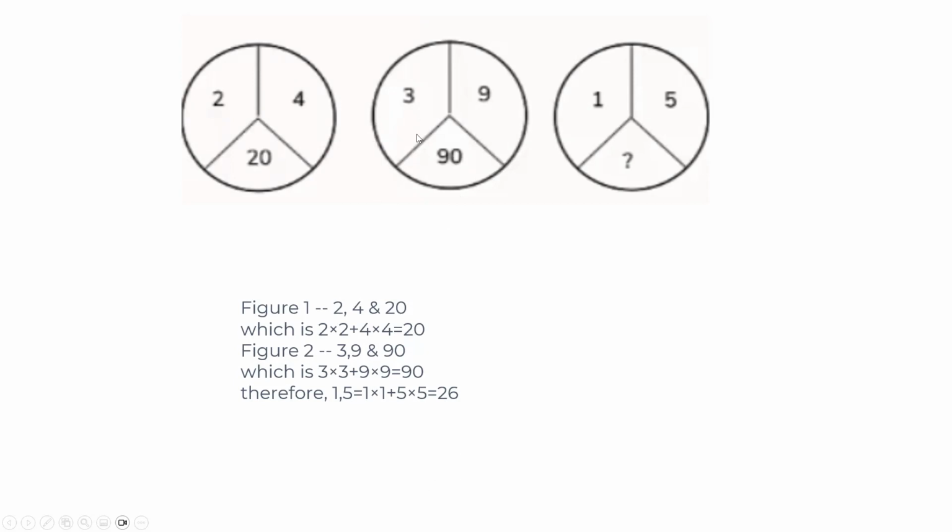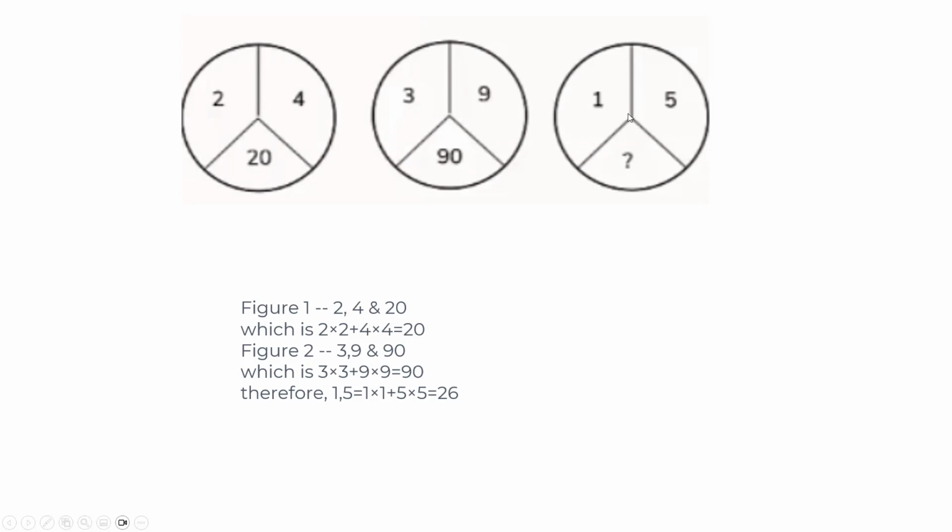So in figure 2: 3, 9 and 90. 3 into 3 is 9, 9 into 9 is 90. Okay, so we have to add like this. So this is the pattern that we will get: 3 multiplied by 3 we will get 9, plus 9 into 9 we will get 90.